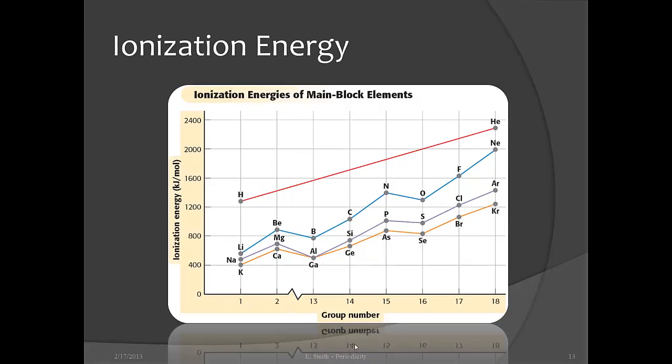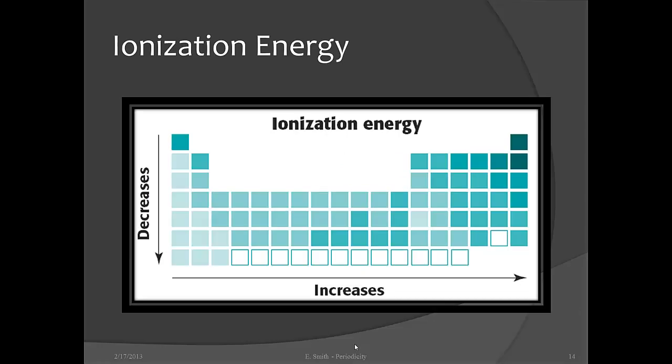So if you look at this graph right here, you can see the trend. As we go across a period, the amount of energy it takes to remove an electron becomes much, much greater. But as we go down a group, the amount of energy it takes to remove the electron gets smaller because the atom is getting bigger, so it takes less energy to remove that electron. Here's a summary picture of what we're talking about. Ionization energy decreases as we go down a group, and the ionization energy increases as we go across a period.